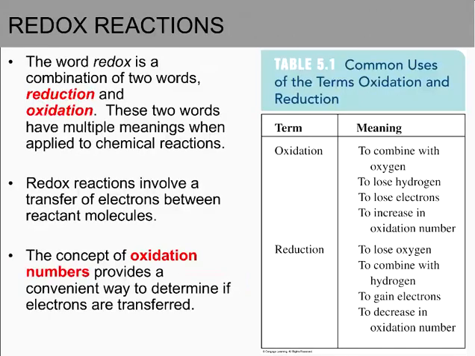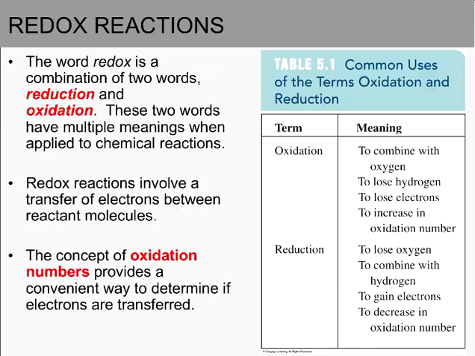So let's start by defining what a redox reaction is. The word redox is actually a combination of two words, reduction and oxidation. And these two words have multiple meanings when we apply them to chemical reactions. So on the right-hand side, there's a table you can find in your textbook, table 5.1. And this goes over common uses of the terms oxidation and reduction.